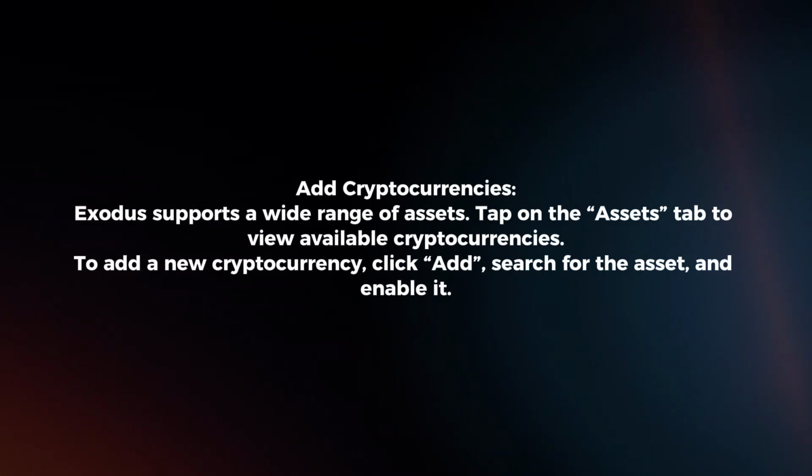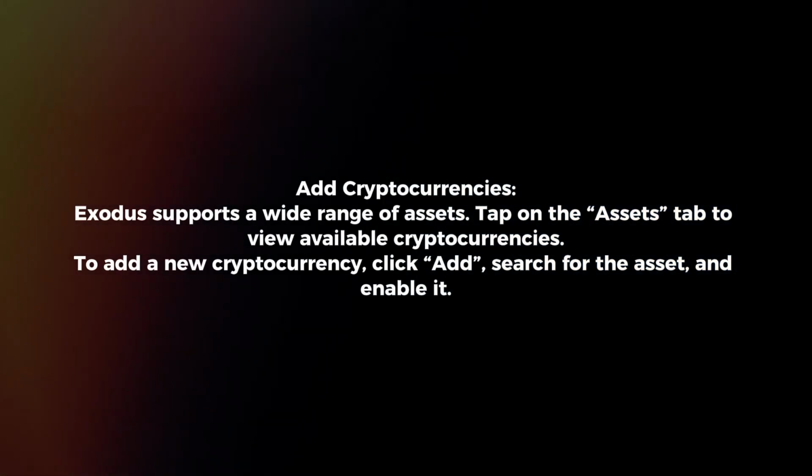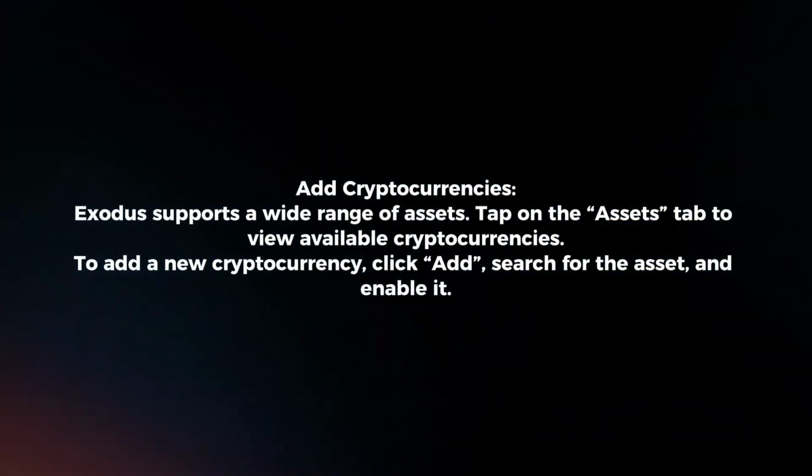Add cryptocurrencies. Exodus supports a wide range of assets. Tap on the Assets tab to view available cryptocurrencies. To add a new cryptocurrency, click Add, search for the asset and enable it.